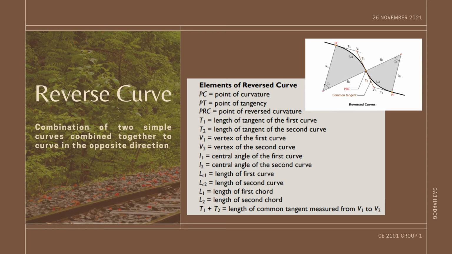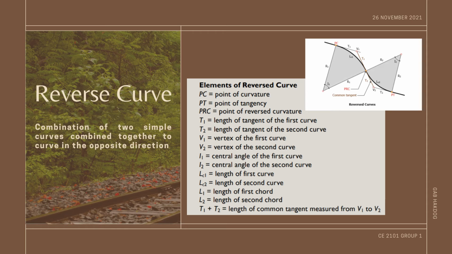Other variables like a chord is a segment between the PC and the PRC in terms of curve 1 or tangent 1, and it is connected through the PRC, and the last segment should be at the point of tangency. So the chord is from PC going to the PRC just for the first curve, and from the PRC to PT for the second curve, and they are connected.